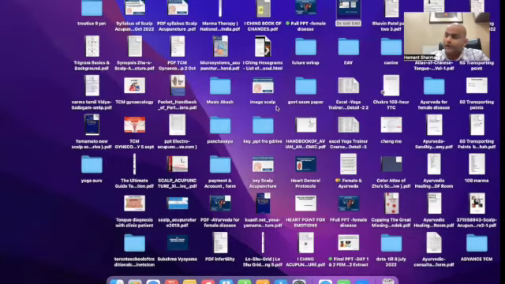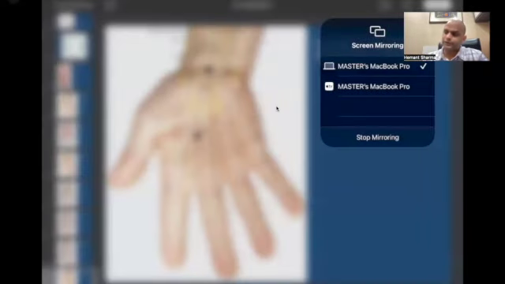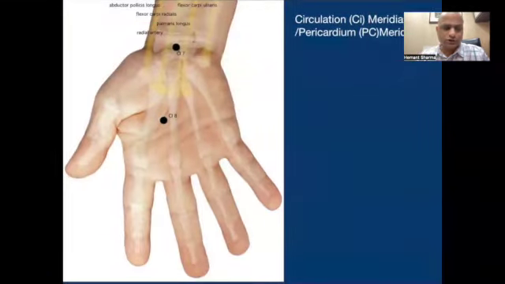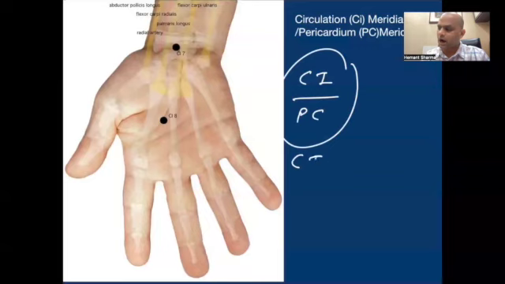Now, the pericardium meridian has been given another name by Dr. Voll. Dr. Voll has given the new name, circulation meridian. So wherever you see Dr. Voll's circulation meridian, you will find CI. CI means circulation meridian. The meaning of CI is pericardium, right? So pericardium and circulation are the same.